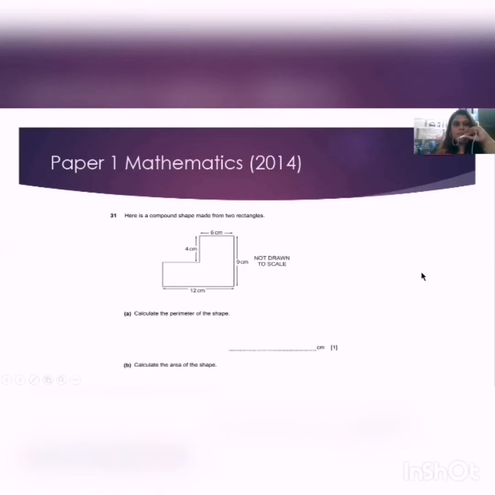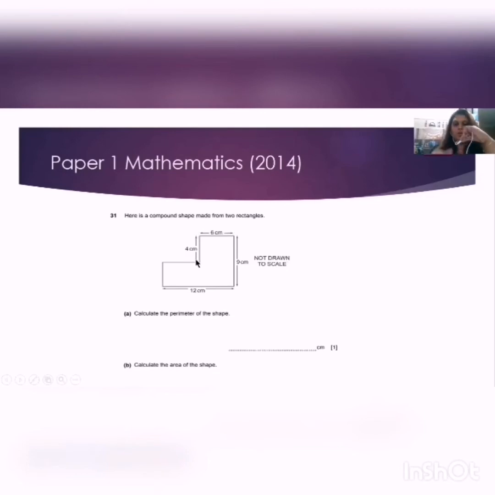Okay. Now, here's a compound shape made from 2 rectangles. Calculate the perimeter of the shape. As I told you earlier, perimeter is the distance around a 2D shape. So what we have to do is find the value of the perimeter, the distance around here. We know that this is 12 centimeters and this is 9 centimeters. This is 6 centimeters and this is 4 centimeters.